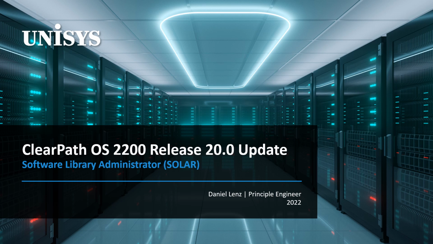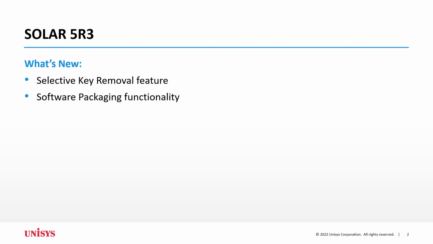This presentation covers the Software Library Administrator, Solar, product updates for ClearPath OS 2200 Release 20.0. So, what's new in Solar 5R3 for Release 20.0? Solar 5R3 contains the selective key removal feature and software packaging functionality previously only available with a separately orderable Solar Extended, also called Solar E product.